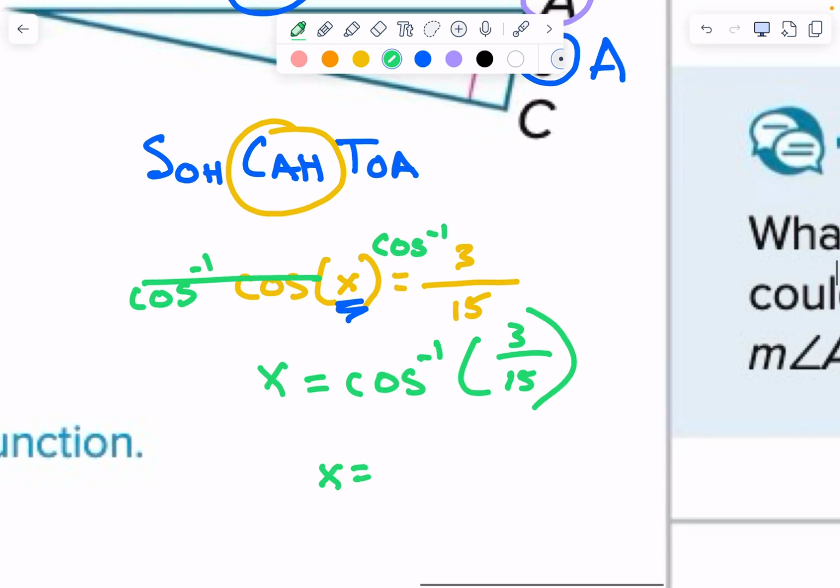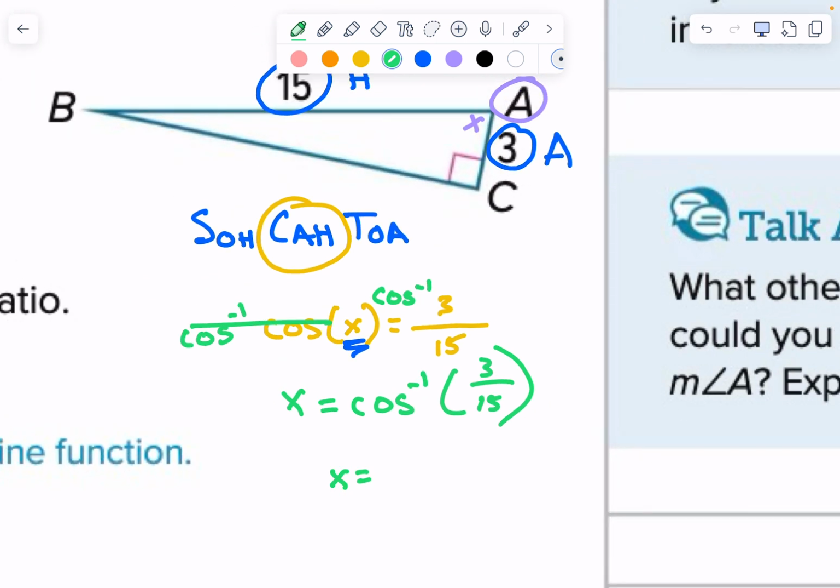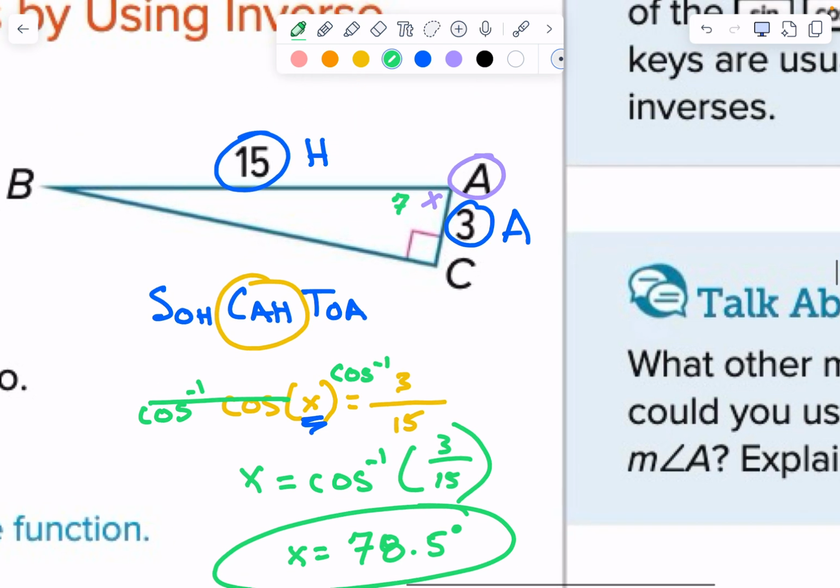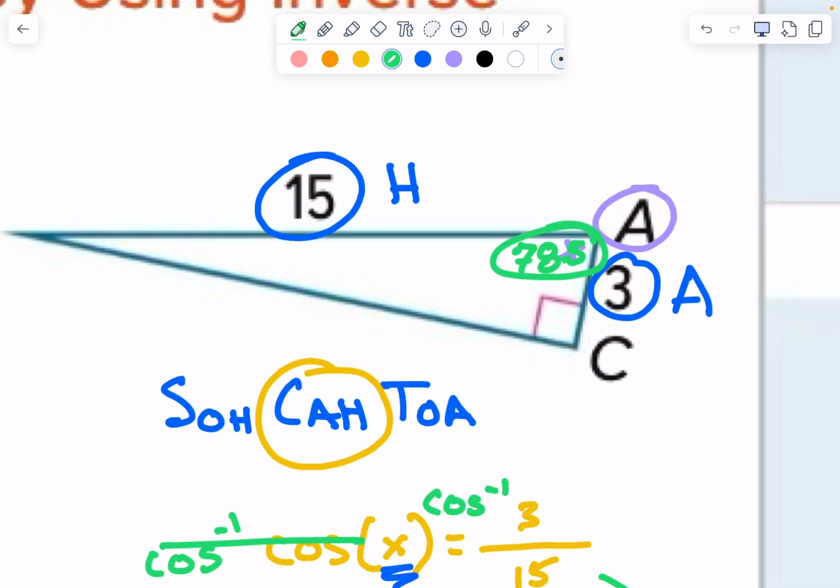And you should get how much? Kind of a crazy number. 78.5 degrees. That's the angle, right? Then what would this angle down here be? 11.5 degrees. This is a short side, this is a long side. So that should make sense, right? 78.5 and 11.5. Do you see how that works?